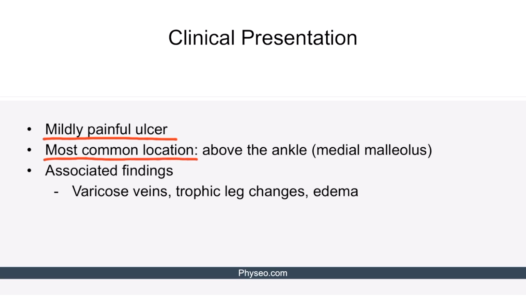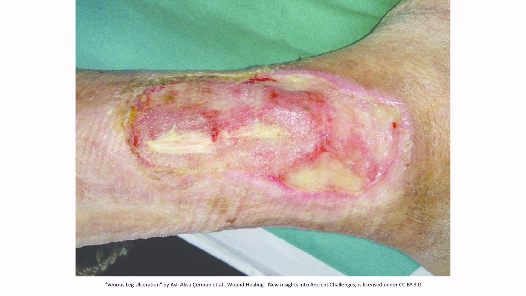And recall that this is in contrast to arterial ulcers, which tend to be located at the tip of the toes and at the lateral malleolus. Other associated findings that may be present include varicose veins, trophic leg changes, and edema, which are all findings of chronic venous insufficiency. Here's another image. So this actually shows an advanced stage venous ulcer. Notice the location at the medial malleolus. This is an important feature of venous ulcers.